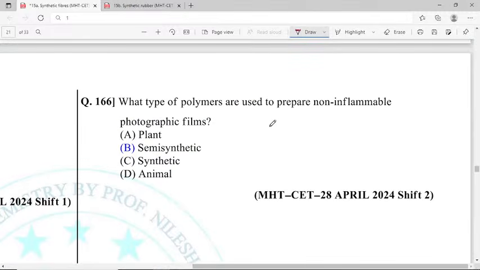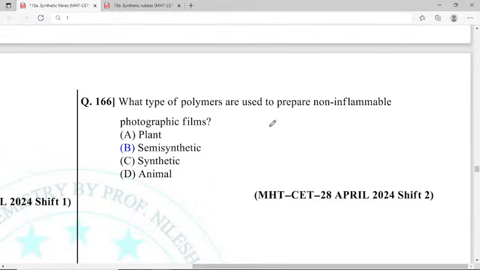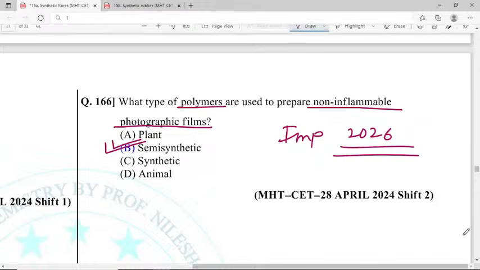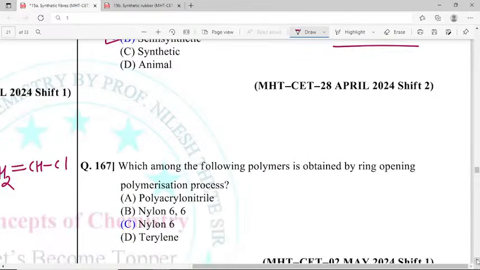What type of polymer is used to prepare non-inflammable photographic film? Semi-synthetic. This is again an important question for 2026. Everywhere, this is a very important question. Semi-synthetic polymer is used to prepare non-inflammable photographic cinema film.